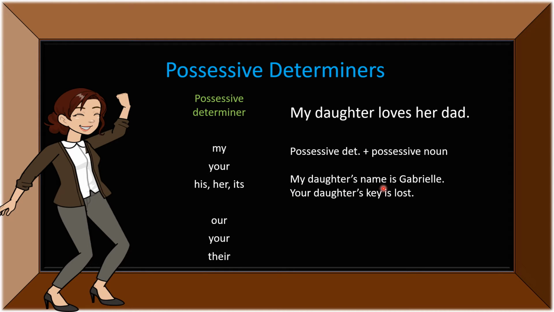My daughter's name is Gabrielle. So we have a possessive determiner plus a possessive noun, and they're both modifying name. Your daughter's key is lost. So we are modifying key with a possessive determiner and a possessive noun.